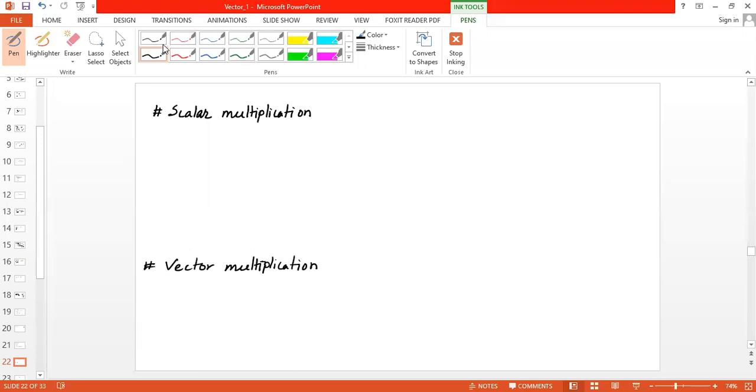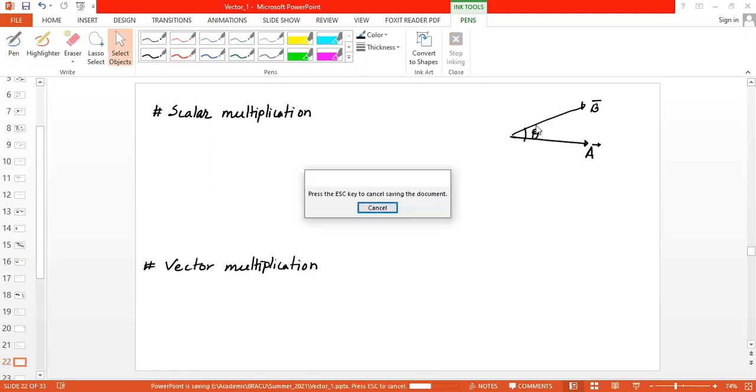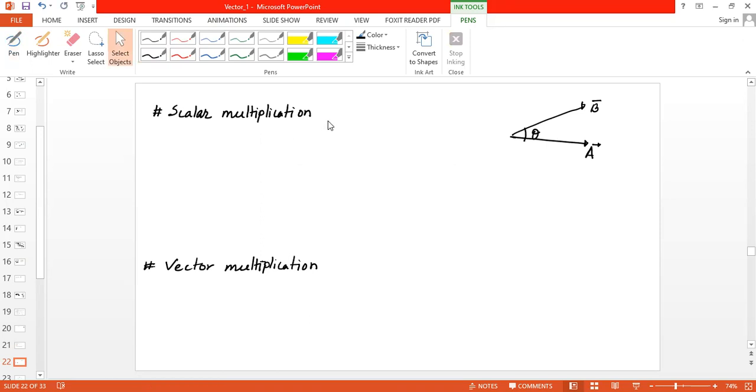Let's say we have two vectors. One is A vector and the other is B vector, and the angle between them is theta, and we want to multiply them. These two vectors can be multiplied in two different ways. One is scalar multiplication, and the other one is vector multiplication.